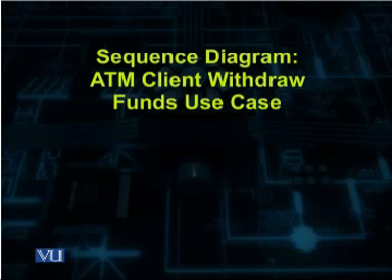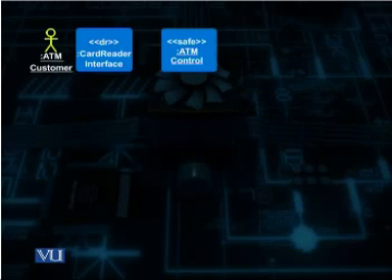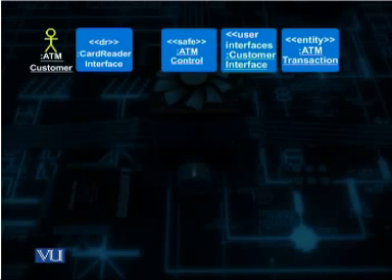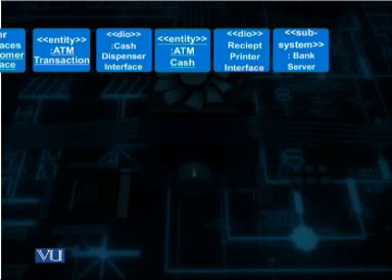The objects that participate in a sequence diagram are the same as the ones which participate in the collaboration diagrams, and they are the card reader interface, ATM control object, then the customer interface object, the ATM transaction object, cash dispenser interface, ATM cash object, receipt printer interface object, and the bank server object.